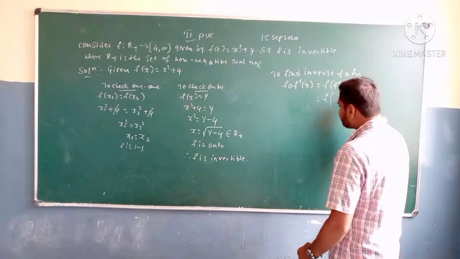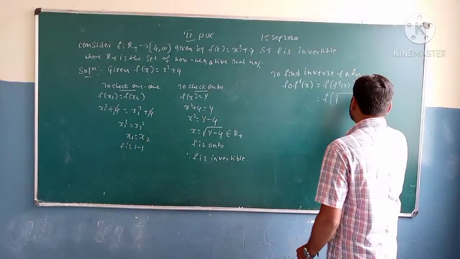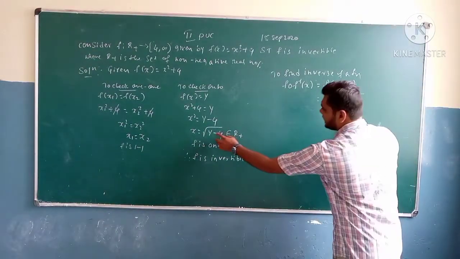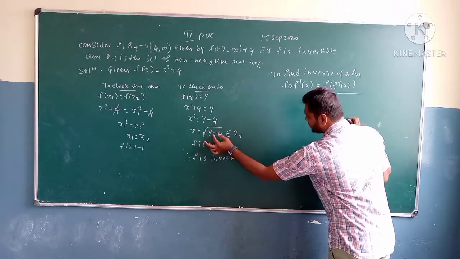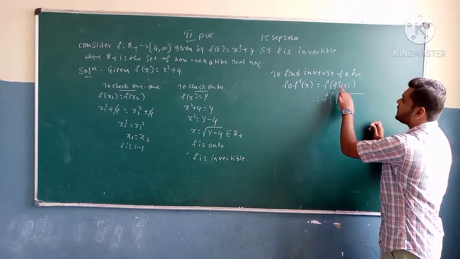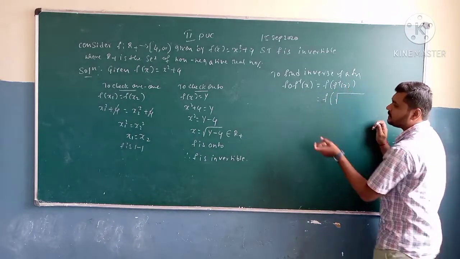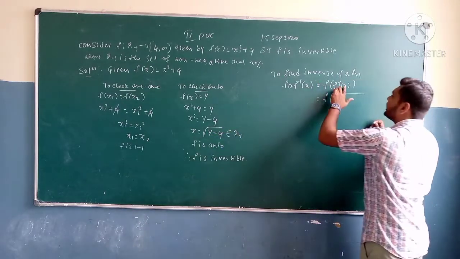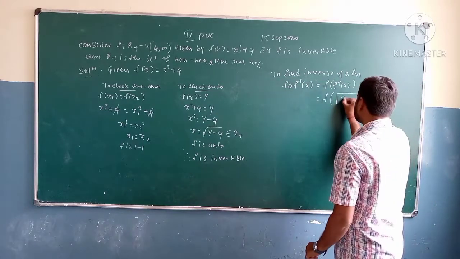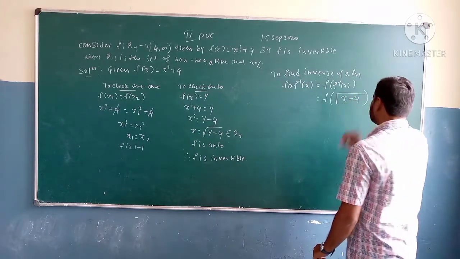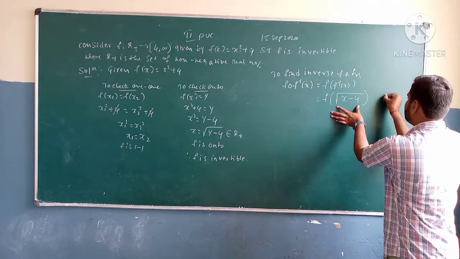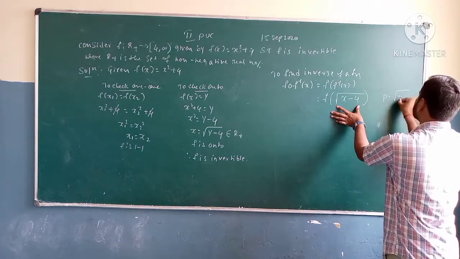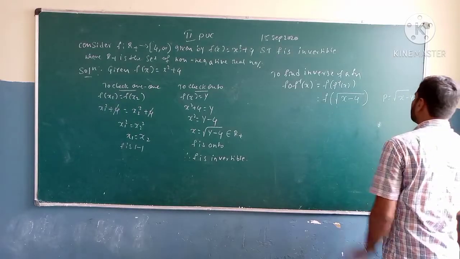So that's going to be root of y minus 4, as they have given it in the form of y. Here I am writing it in the form of x, because for f inverse of x I am just replacing y with x. So that's going to be the square root of x minus 4. For simple calculation, I am assigning p is equal to root of x minus 4.